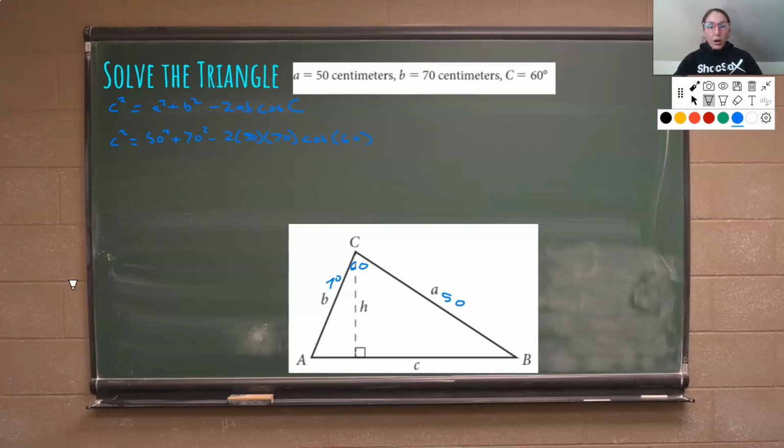If we plug all of that into our calculator at the same time, c squared is equal to 50 squared plus 70 squared minus 2 times 50 times 70 times cosine of 60. We get 3,900. Then we square root that.